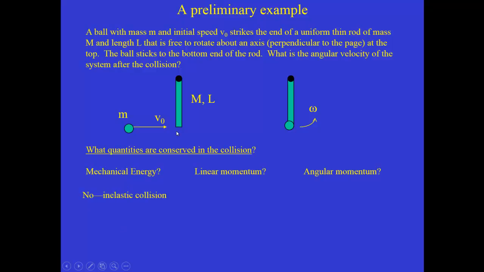What about linear momentum? Remember that the condition for linear momentum to be conserved is that the system can experience no net external forces. So what's the system? The system is the hanging rod and the mass, m. So when they collide, then they begin to move. We have to ask, is there a net force on that system? And it turns out that there is.